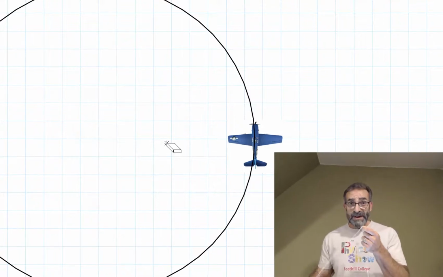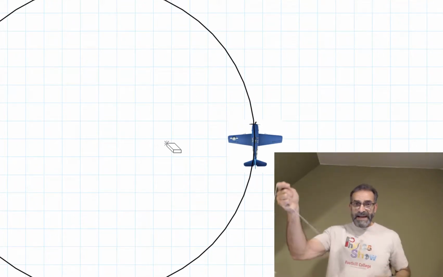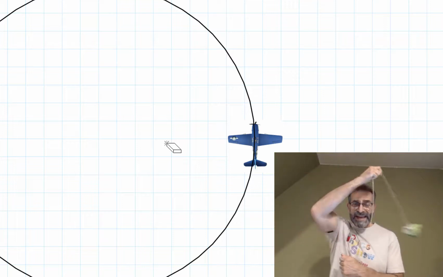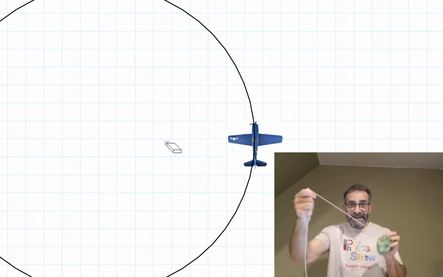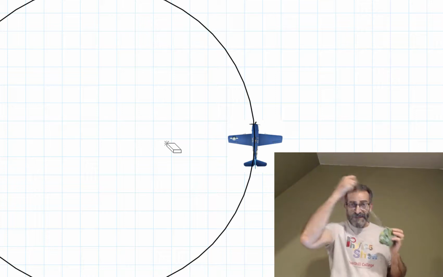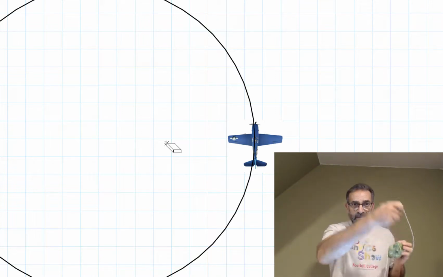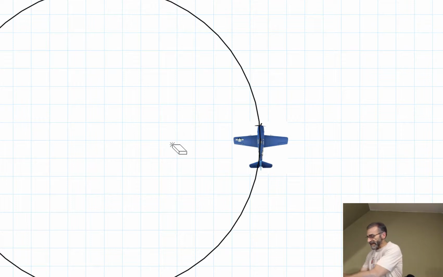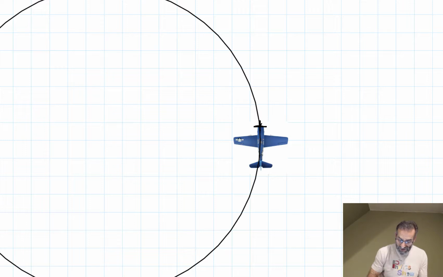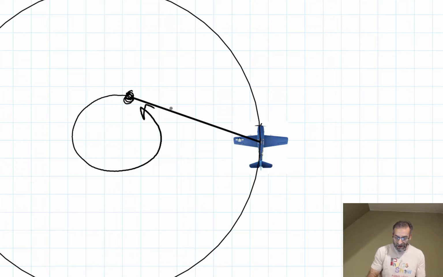So what do you do with your hand? When you're swinging that around, what does your hand do? It makes a circle, doesn't it? It moves in a circular path. And the reason it does that is because the string has to make an angle like this. And your hand is over here. And when you move your hand in the circular path like this, the string is always out in front of the airplane.